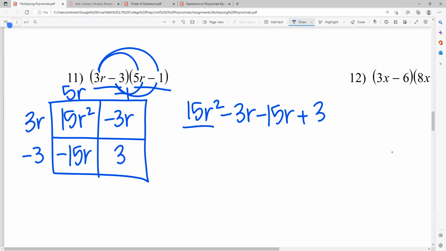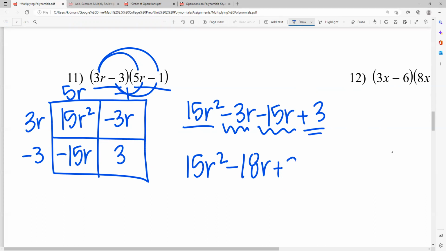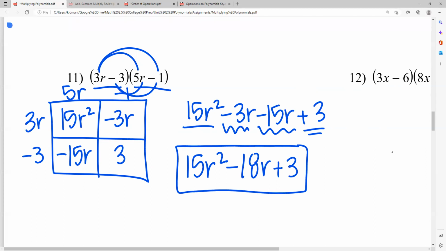So as we go to write all of those out, we then can combine together the ones that look alike. So there's only one r squared, so we've got our 15r squared. We've got 2 of these r's, so -3r minus 15r is a -18r. And then you've got one constant, so +3. So you choose which way you like. You can either just show your rainbows here, or you can go ahead and draw this box. I really like drawing that matrix or that box because it helps keep my numbers organized there.